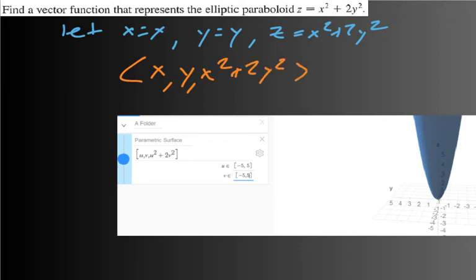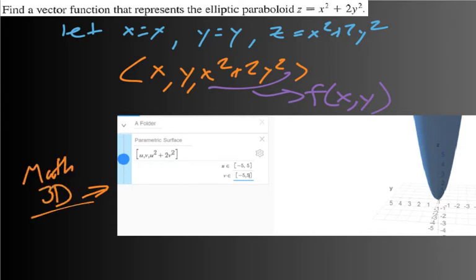And so anytime the function is just a function of x and y, you can make this f of x, y, and then pop that in here and make this x and this y. If you want to use Math 3D, you can't really use x and y though. Its default is u and v. So if you wanted to get this thing, you go to the parametric surface and then you just do u, v, and then u squared plus 2v squared, right? And that would do it.